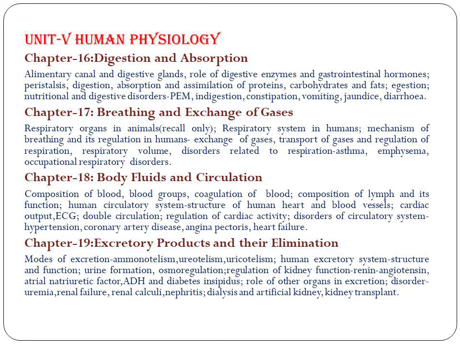Then the last unit 5, that is human physiology. It comprises 7 chapters. In chapter 16, that is digestion and absorption, we'll learn about the alimentary canal and digestive glands, role of digestive enzymes and gastrointestinal hormones, peristalsis, digestion, absorption and assimilation of proteins, carbohydrates and fats, nutritional and digestive disorders, protein energy malnutrition, indigestion, constipation, vomiting, jaundice and diarrhea.